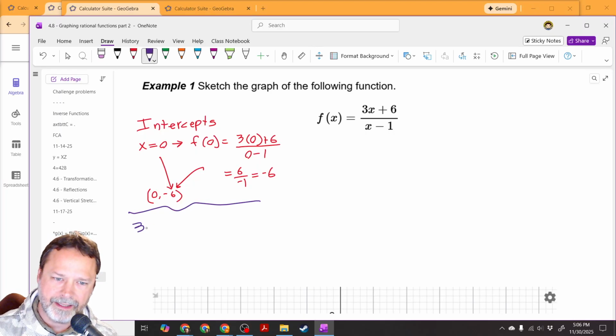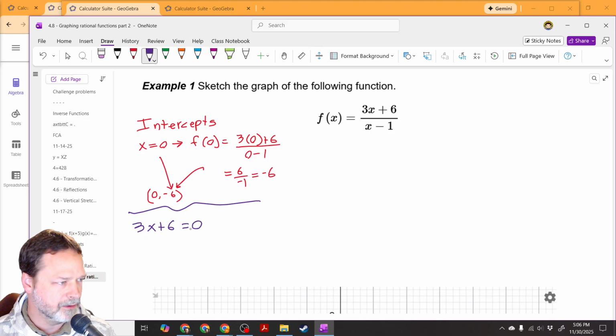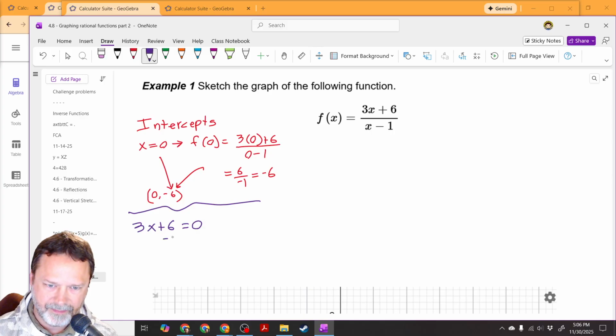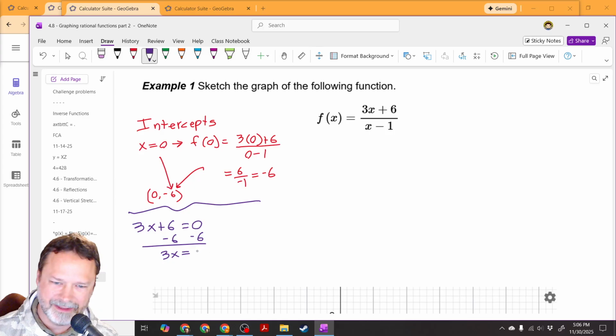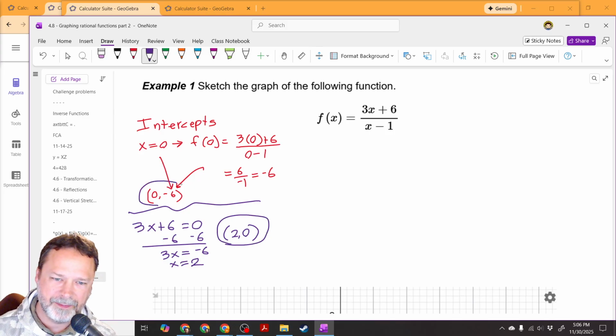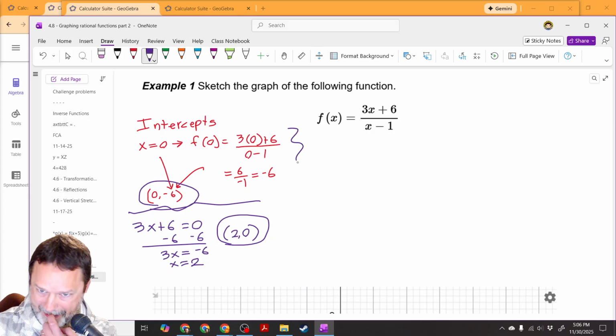Okay, so 3x plus 6 equals 0. When does that equal 0? Let's see here. Minus 6 from both sides. I think it's 2. 3x. Oh, it's negative 2. What am I saying? 3x equals negative 6. X equals negative 2. Okay, so y equals 0, x equals negative 2. So we get a point negative 2, comma 0. Okay, we got a couple points. We got our intercepts.